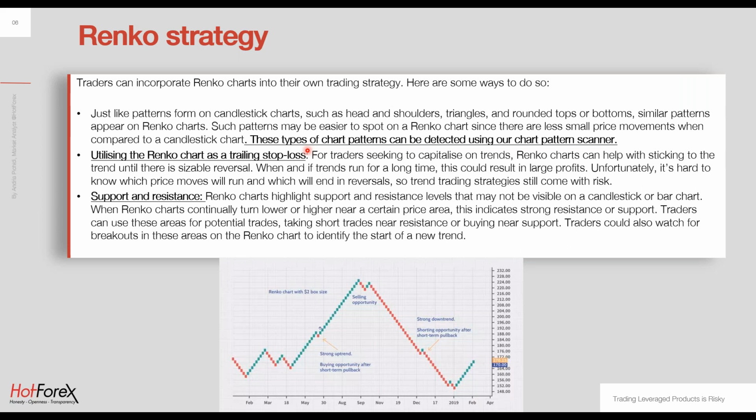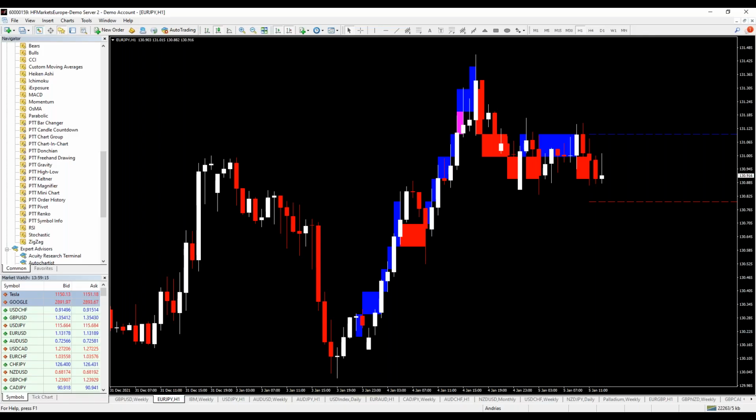Unfortunately, it's hard to know which price move will run and which will end in reversal. So trend trading strategies will come with risk. So how can you do that?